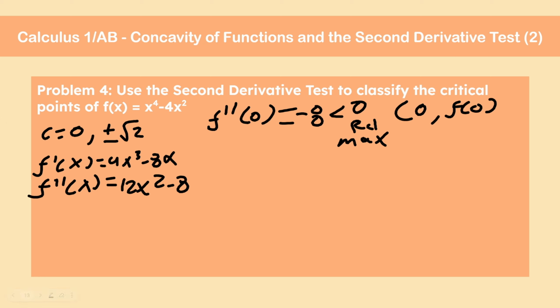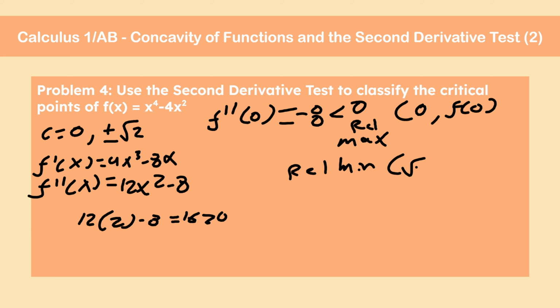And now let's try the other two values. So the second derivative at the square root of 2 is 12 times 2 minus 8, which is 24 minus 8, which is 16, which is greater than 0. So we have a relative minimum at the point square root of 2, f of square root of 2.